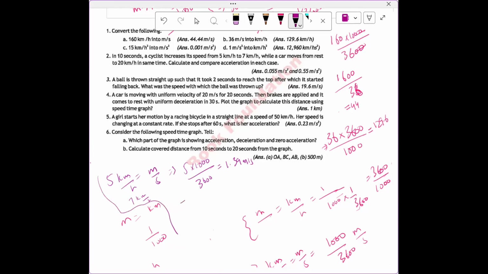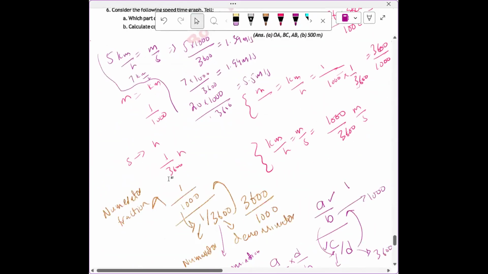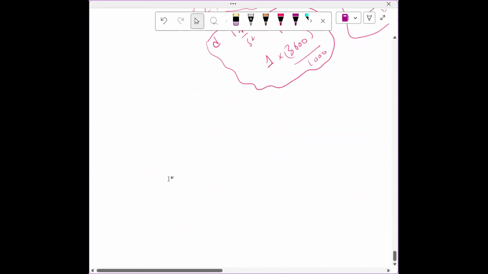And 7 kilometers per hour to meters per second, what will we do? Again the same thing, 7 into 1000 divided by 3600. This is giving us 1.94 meters per second. And the last quantity, 20 kilometers per hour to meters per second. This is giving us 5.5 meters per second. Now let's note all this data down below. Time is 10 seconds.